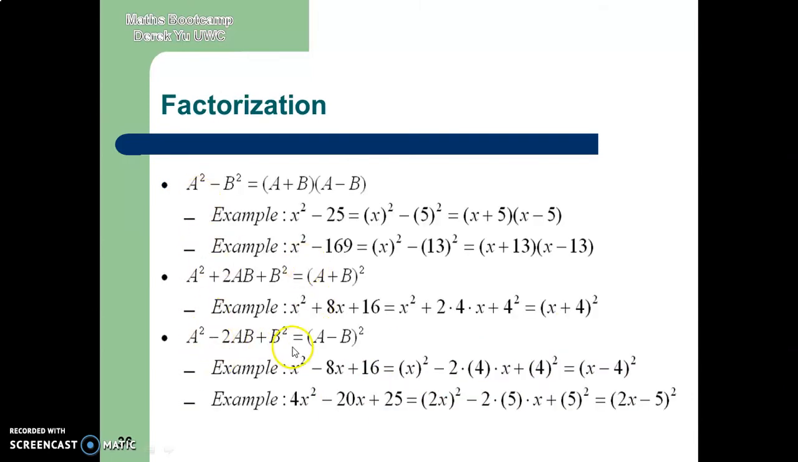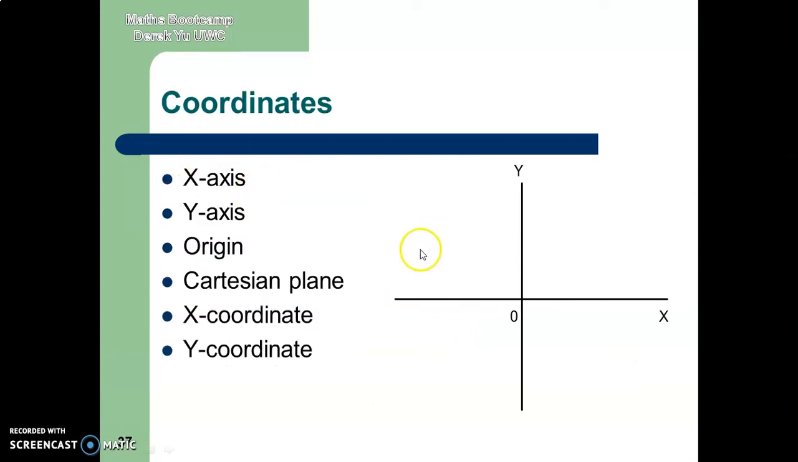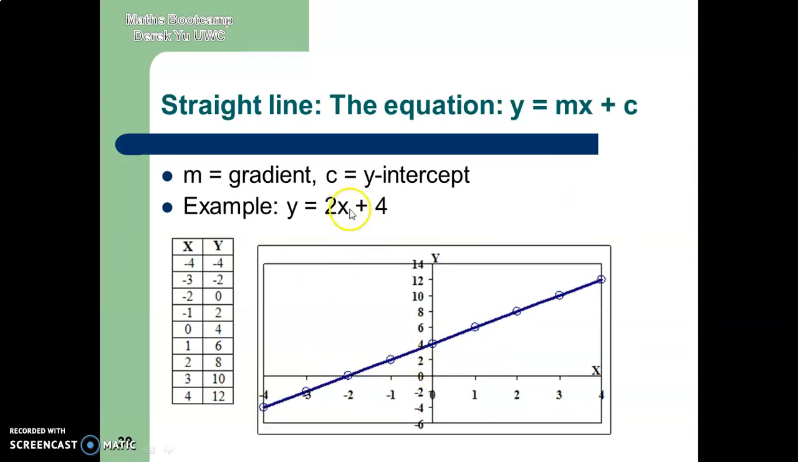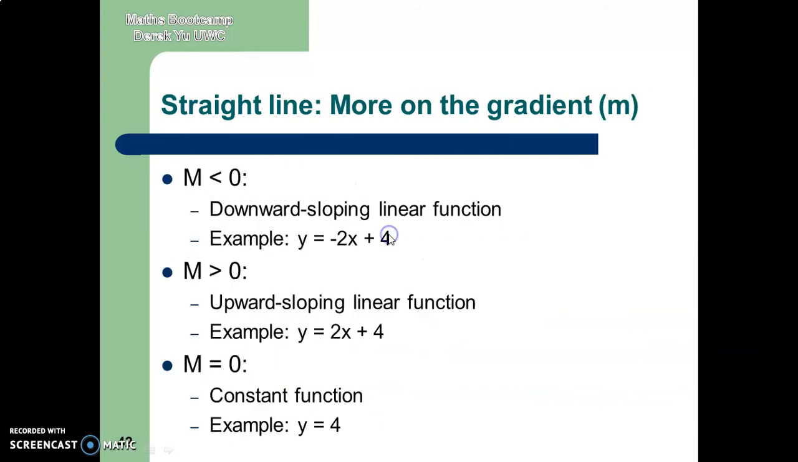Okay, some special cases, 3 special cases. Then we move on to coordinates. I think these are the self-explanatory basic concepts, so I can skip this slide. Gradient, you should know how to work out the gradient: (y2 minus y1) over (x2 minus x1). You need 2 pairs of coordinates. And then we can derive the equation of a straight line, y equals mx plus c, your matric maths. Okay, and then there are a few examples, so I can skip these slides.